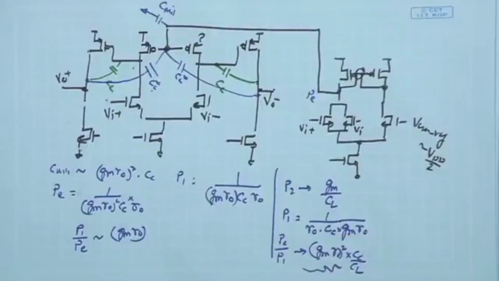Yes sir, we are not fixing the output common mode level of the first stage. That is VO1 plus and VO1 minus. How are we fixing the output common mode level of the first stage?